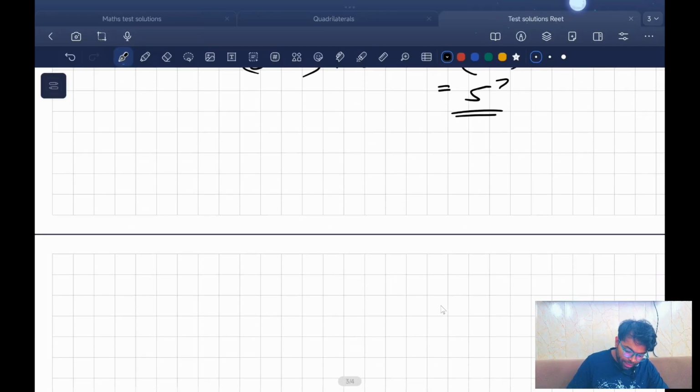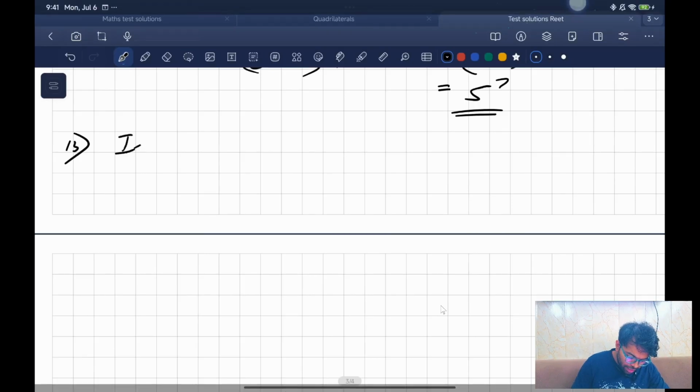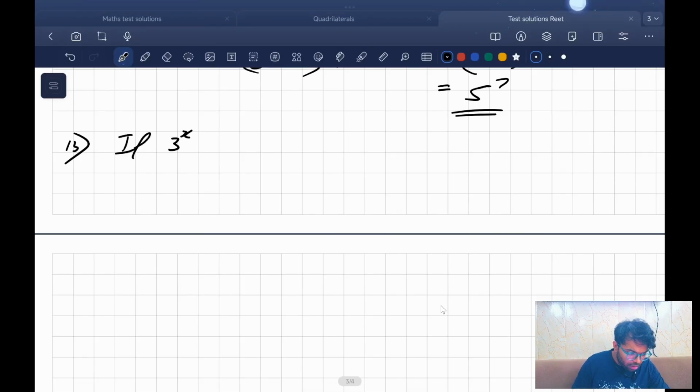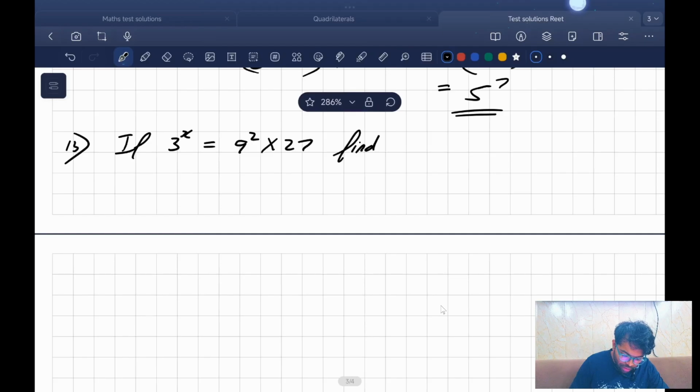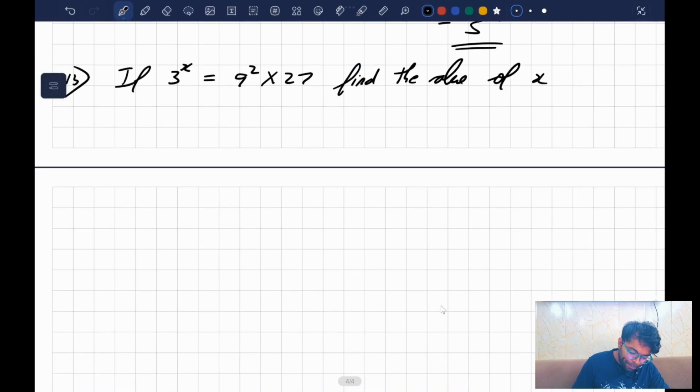ओके, अगला. तो क्वेश्चन नंबर 12 तुम्हारा गलत हो गया, 2 नंबर तुमने खो दिए. अभी तक तुम 5 नंबर खो चुके हो, ठीक है. आगे बढ़ते हैं. 13th, so if 3 to the power of x is equal to 9 square multiplied by 27, find the value of x. It's a very easy question, देखो.